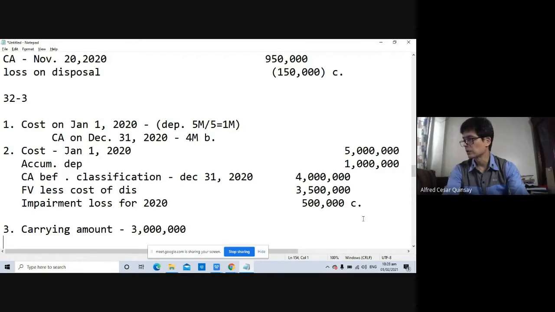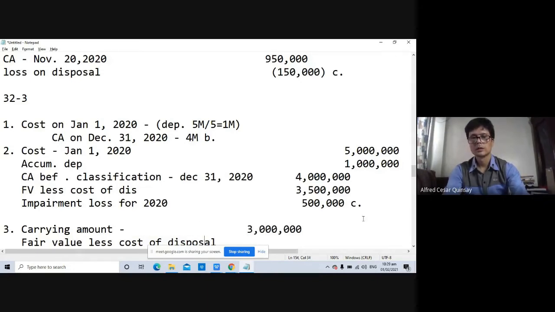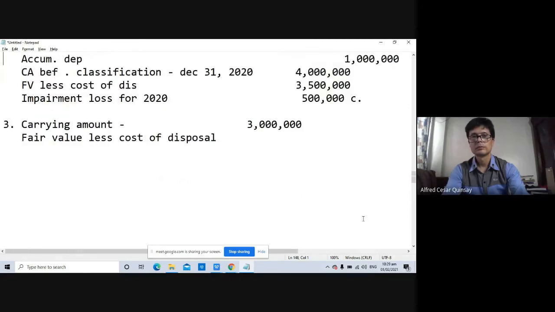So kumbaga it's not classified as held for sale. No? So after getting that, magkano yung fair value? Ikumpara natin yung fair value. Ito yung fair value. Okay? Less cost of disposal. Nakikita natin. Okay, so fair value less cost of disposal is 2.7. Okay. $2,700,000.